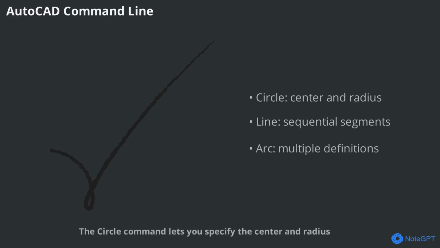The circle command lets you specify the center and radius, or use alternative methods like 3P or 2P. The line command allows sequential drawing of segments, ending with enter. The arc command offers multiple ways to define arcs, including start, center, and endpoints. Mastering these commands streamlines the drafting process and enhances productivity.